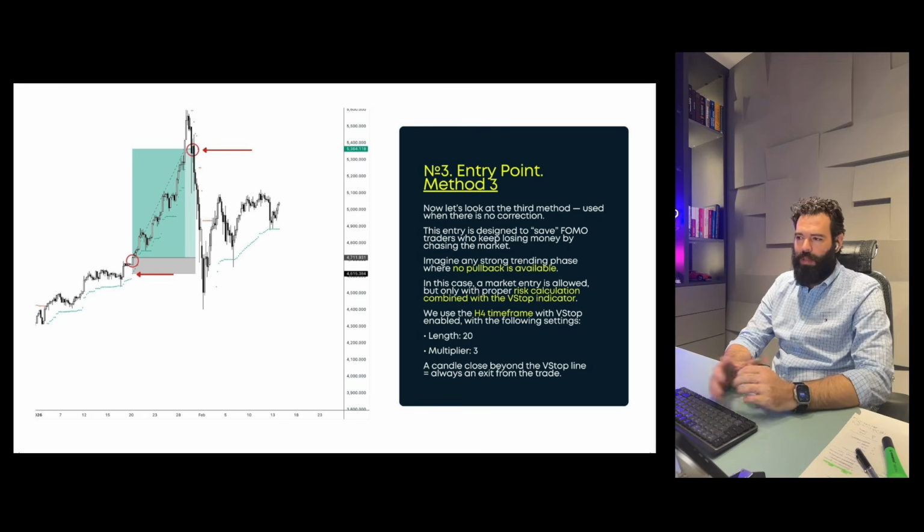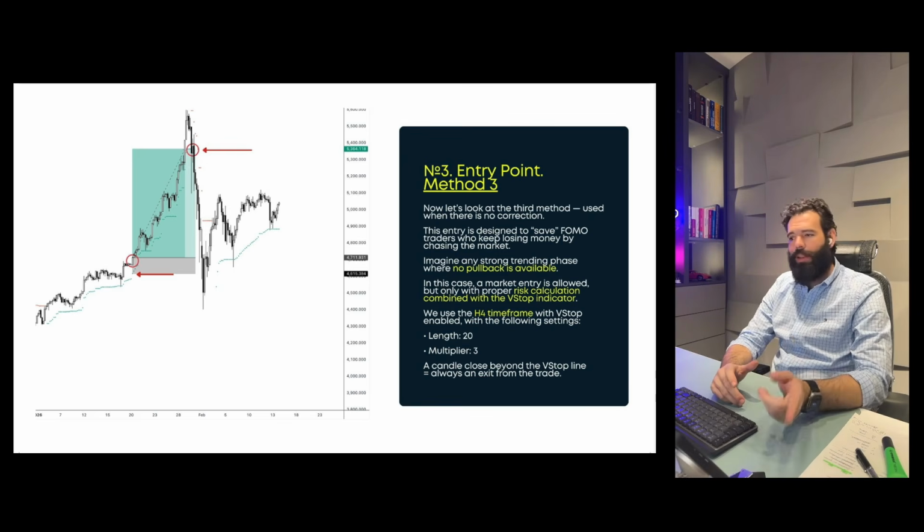For this, we need to add the VSTOP indicator to the chart. Be sure to use only the 4-hour time frame. For it, the settings are a length of 20 and a multiplier of 3.